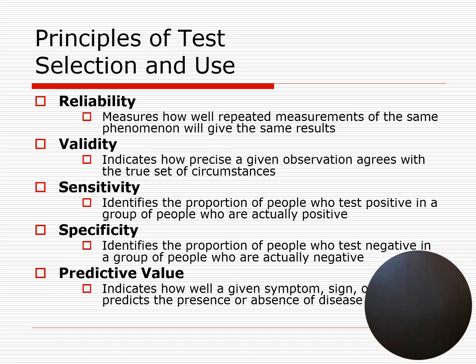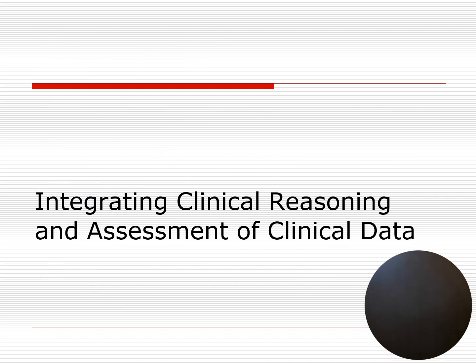When we talk about sensitivity, it identifies the proportion of people who test positive in a group who are actually positive. So when they are actually positive, they test positive in a group. Whereas specificity identifies the proportion of people that test negative in a group that actually do not have it. And then we also have our predictive value. It indicates how well a given symptom or sign predicts the presence or absence of a disease. How well can it predict?